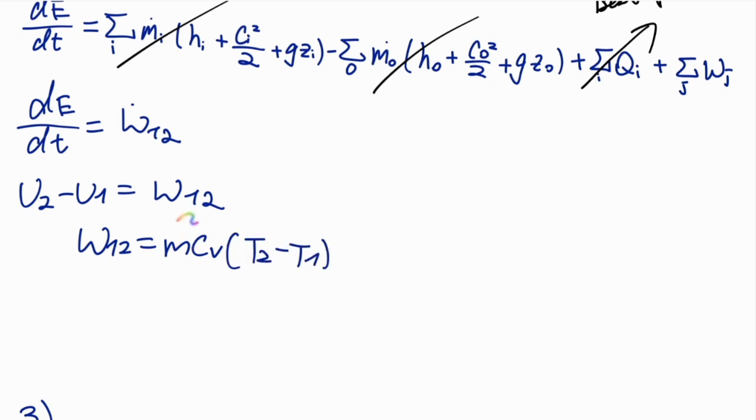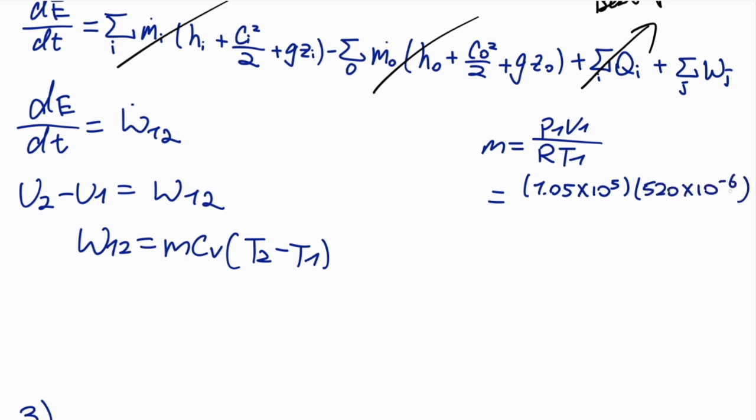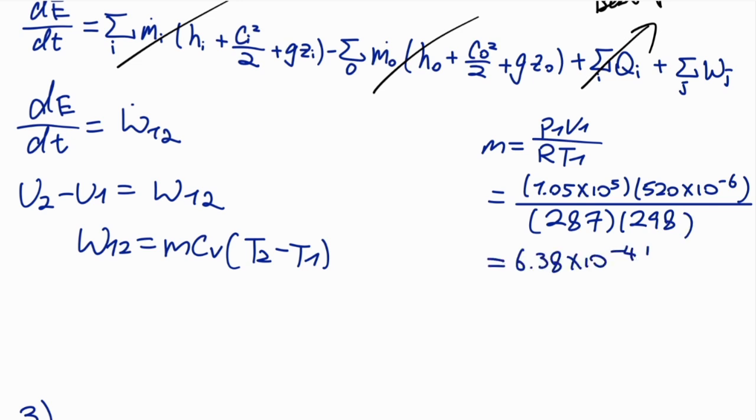Now, which numbers do we not have here? m and Cv. We don't have either. So let's solve both. m comes from PV equals mRT, so let's go with P1 V1 over R T1. Subbing in the numbers, we have 1.05 bars, so times 10 to the 5th, times 520 cm cubed, so 10 to the negative 6, right? Because 1 cm is 10 to the negative 2 meters, and then that's cubed, so negative 2 times 3 is negative 6. Divided by R for air, which is 287, as we discussed very many times. And finally, T1 was 298. Subbing all these numbers in, we get 6.38 times 10 to the negative 4 kilograms.